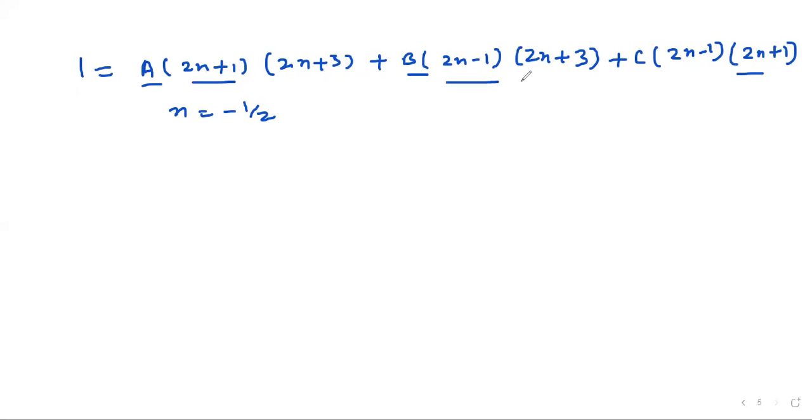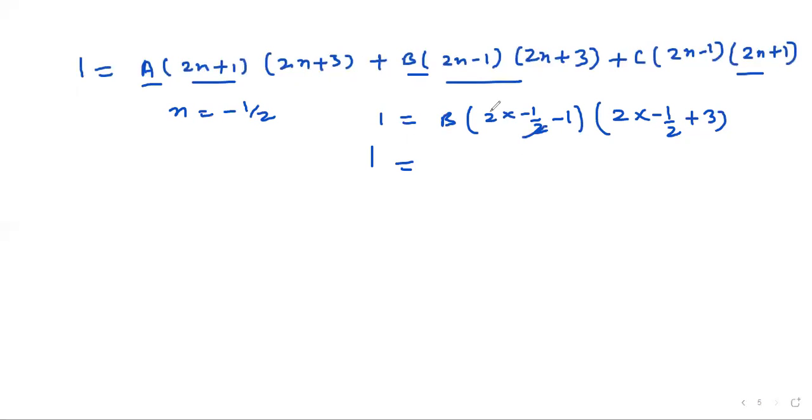So we will be left with this term. So 1 equal to b times n equal to minus half: 2 into minus half minus 1, times 2, times minus half plus 3. That is 1 equal to, this will cancel out, this will also cancel out. From here, b times minus 2, and multiplied by, from here it is 2. So we will get b equals minus 1 by 4.